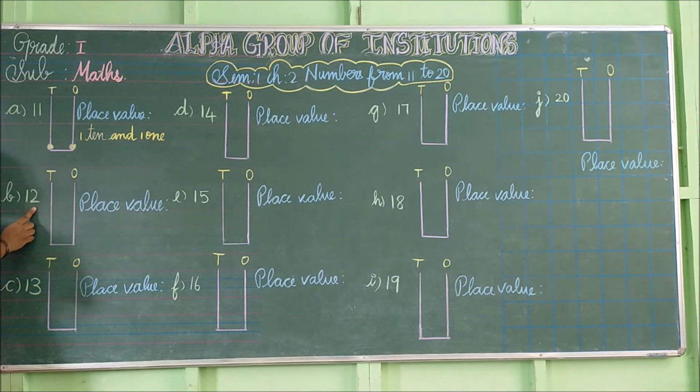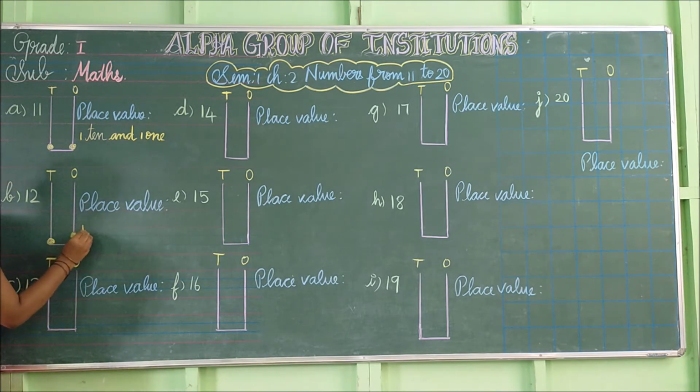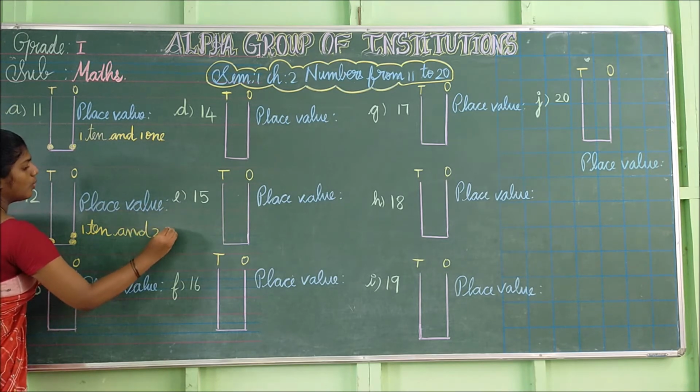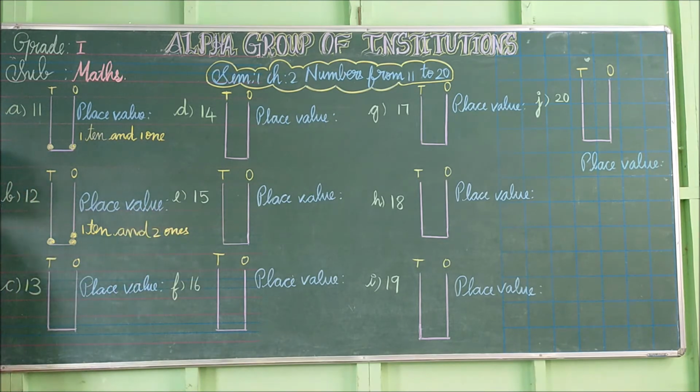Okay children. Now see for 12. What do we have in ones place? We have 2. So I am going to draw 2 beads in ones place. 1, 2. So I have drawn 2 beads in ones place. Then what do we have in tens place? We have number 1. So I am going to draw 1 bead in tens. So we have 1 ten and 2 ones. Do you understand children?